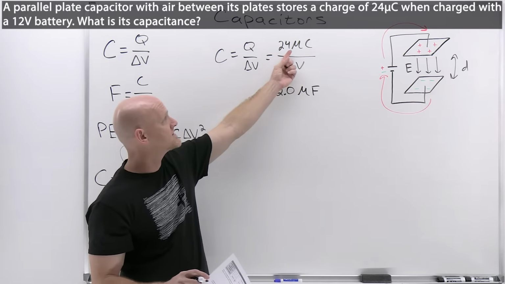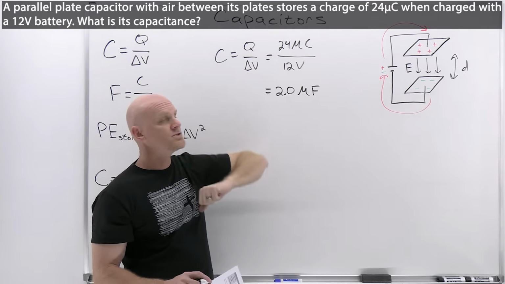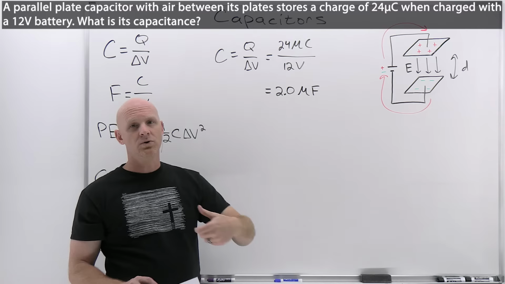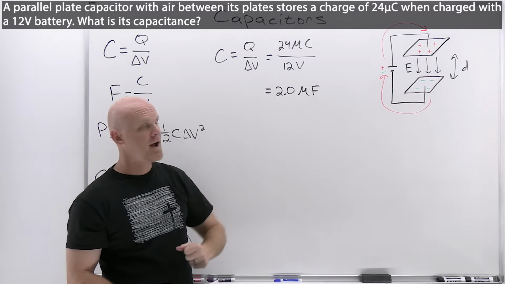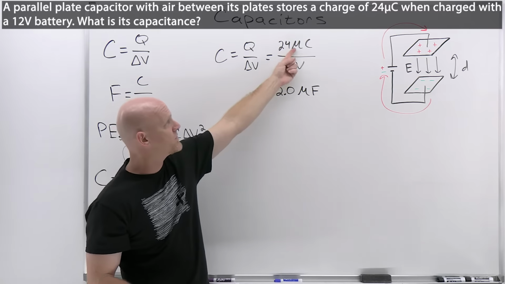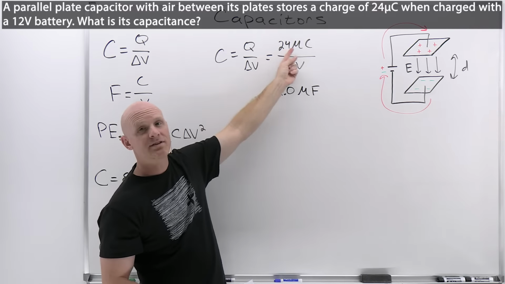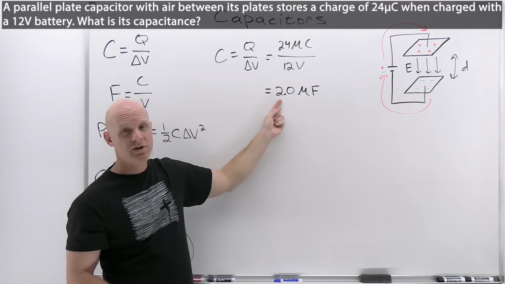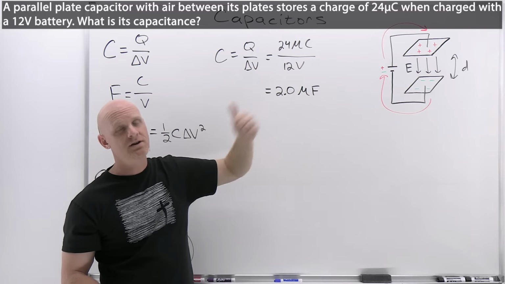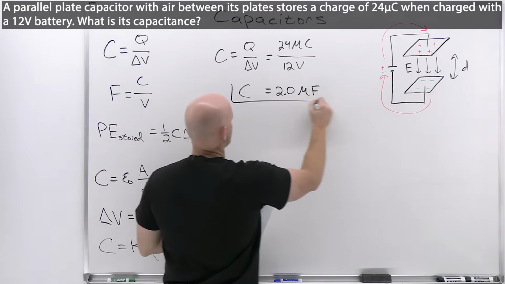And so in this case, if you plug in your potential difference in plain old volts, but you use your charge either in microcoulombs or nanocoulombs or picocoulombs, your capacitance in farads will come out with the same prefix. So in this case with microcoulombs, it comes out as microfarads. And you can see why that is. This is really 24 times 10 to the negative 6 coulombs, which is why this would have come out to 2.0 times 10 to the negative 6 farads, which is 2.0 microfarads. All right, so there's our capacitance.